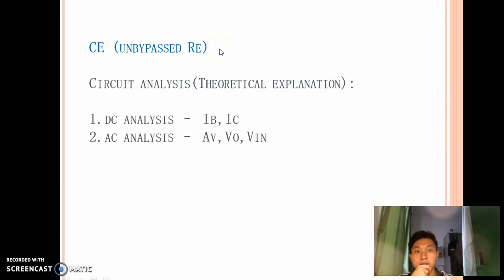Okay, this part is the theoretical explanation. We need to design the CE unbypassed circuit through two analyses, DC and AC. From the DC analysis, we need to get the base current IB and the collector current IC. From the AC analysis, we need to get the gain AV, where the formula for AV is V out over V in.